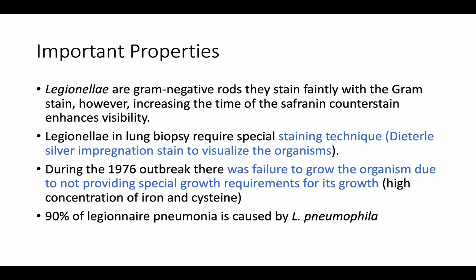Legionella in a lung biopsy requires a special technique, which is the silver impregnation stain, to visualize this organism. At the beginning they did a very prolonged safranin counterstain that enhanced its visibility. Then we started using the silver impregnation stain. During the first outbreak they couldn't identify the organism because we didn't know the growth requirements for this organism, which requires a high concentration of iron and cysteine.